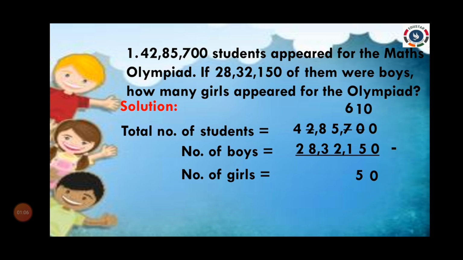So 6 minus 1, how much now? As 5. Then next, 5 minus 2, how much now? As 3. And then next, 8 minus 3, how much now? As 5. Good. Everything good.